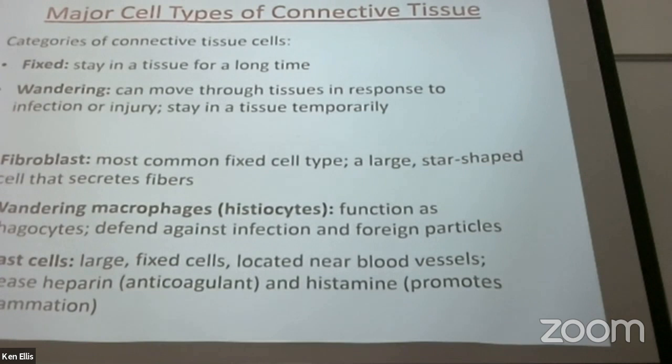Mast cells are large, fixed, located near blood vessels, and they release, underline this one, heparin.